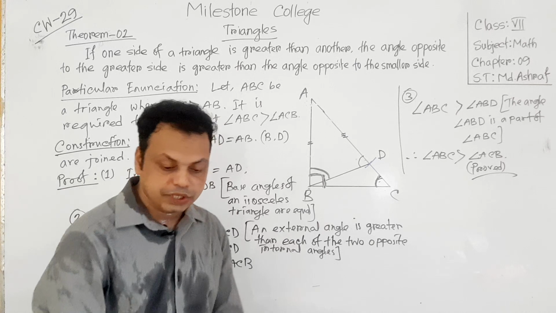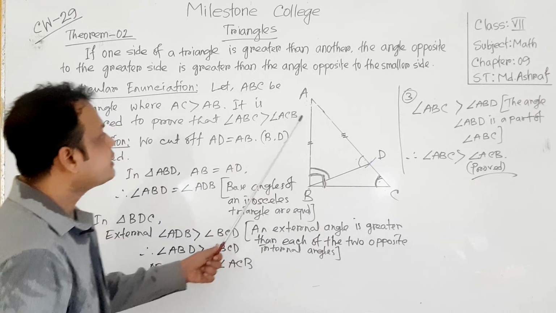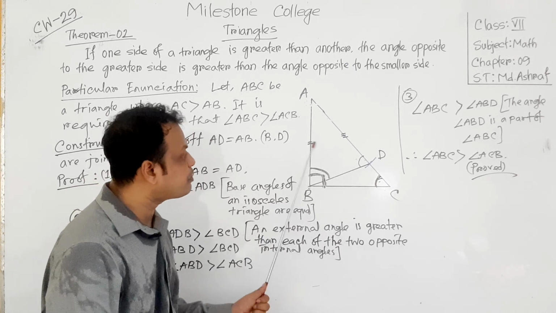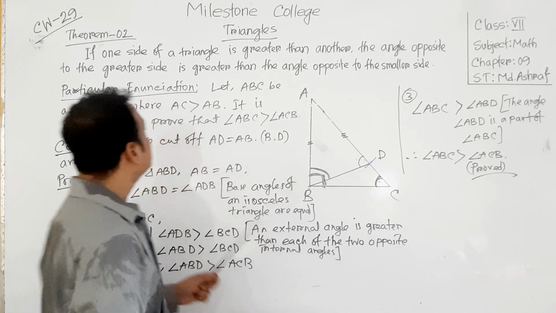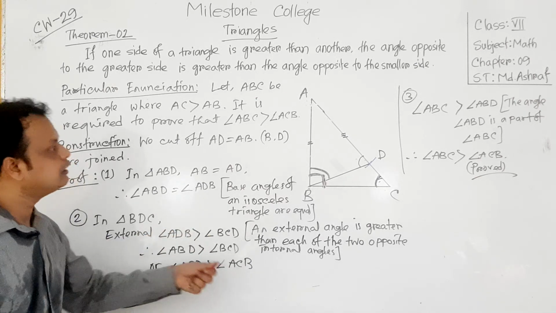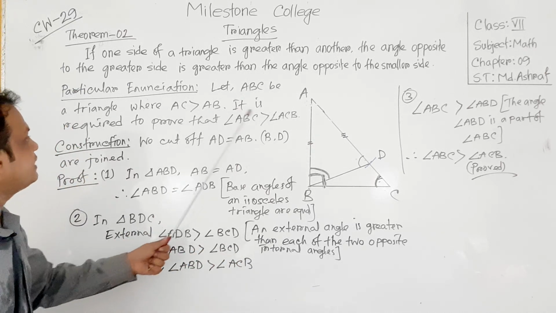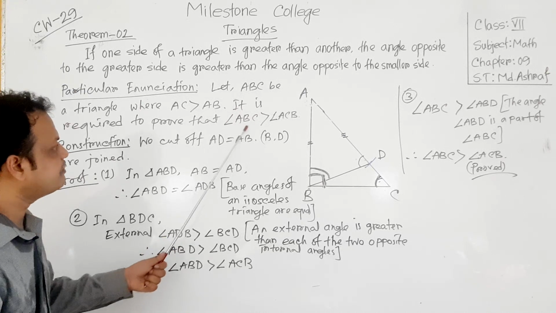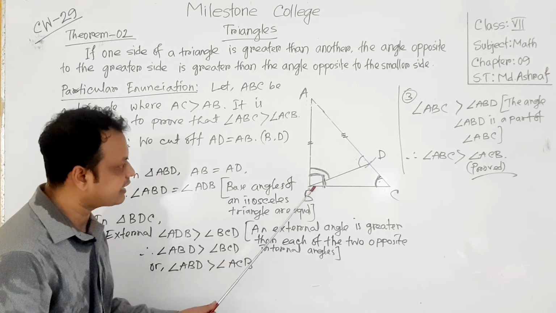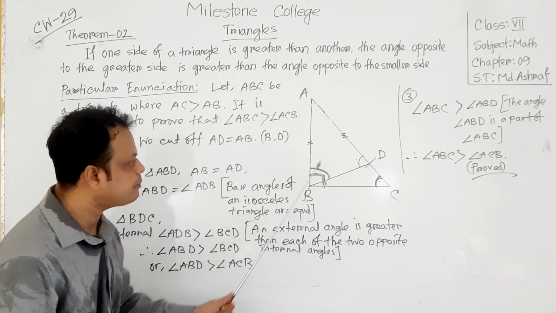My dear students, I want to review it again from the first. The theorem is: the angle opposite the greater side is greater than the angle opposite the smaller side. So first we write the particular enunciation. Let ABC be a triangle where AC is greater than AB. It is required to prove that angle ABC is greater than angle ACB. The angle opposite the greater side is ABC, and the angle opposite the smaller side is ACB.